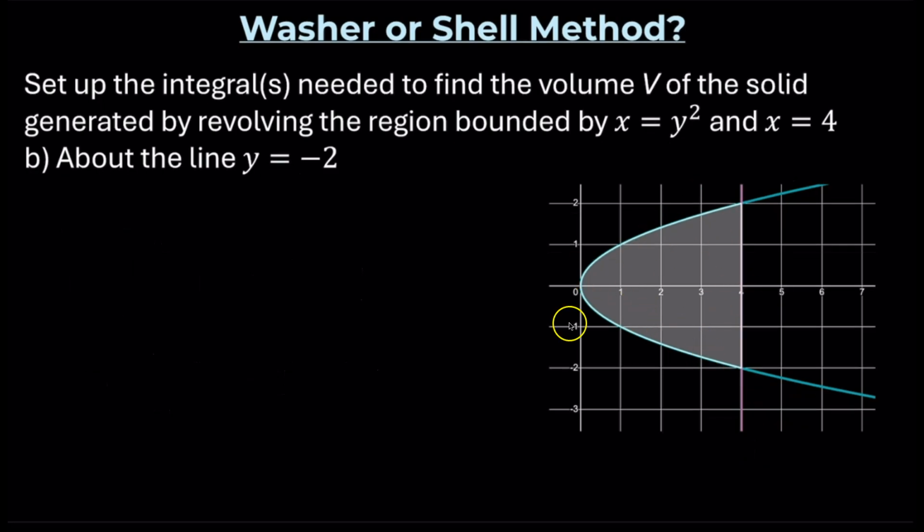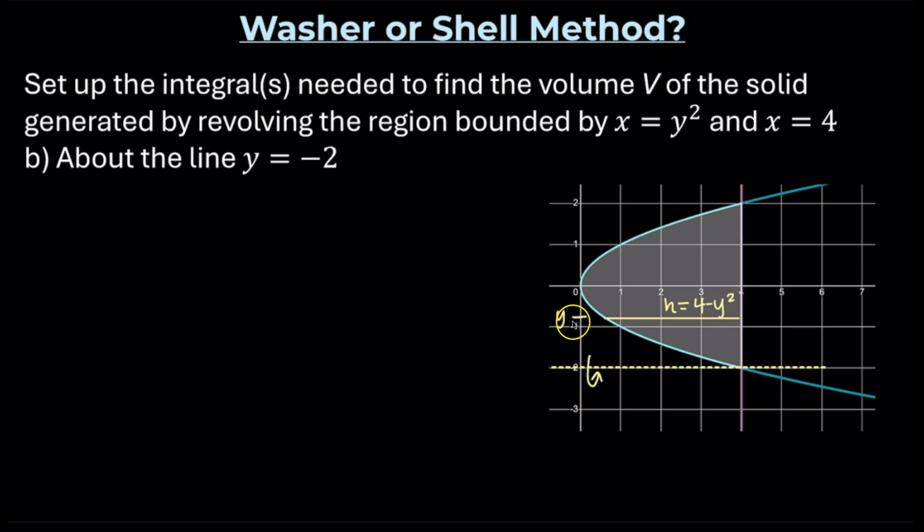And now let's take that same region and rotate about the line y equals -2, this horizontal line below the region. For this one, I'm going to use the shell method, right? So shell parallel, my shell height would be parallel to the axis of rotation. And so if I pick a random y value here and I draw a horizontal line, that's going to be parallel, that's going to define the height of my shell. And to find that height, I can do right minus left. So the right side is 4 and the left side is y squared. So my height is going to be 4 minus y squared.